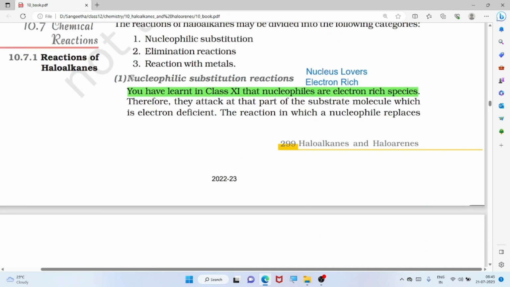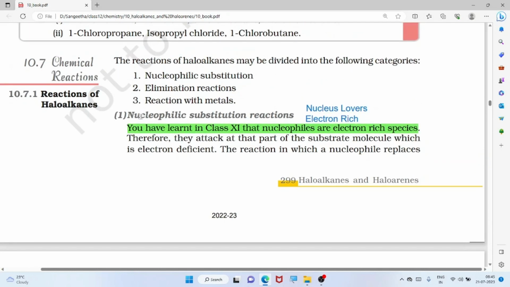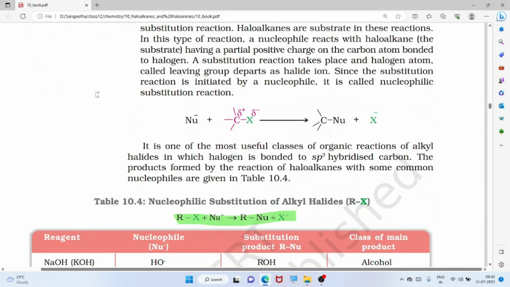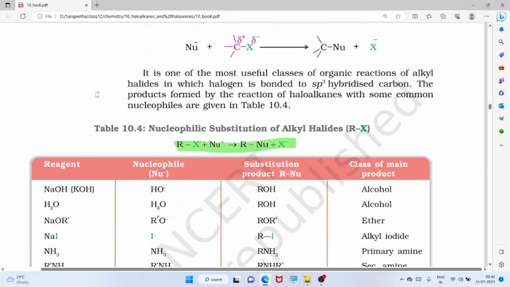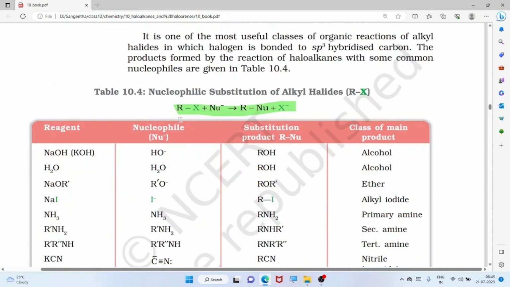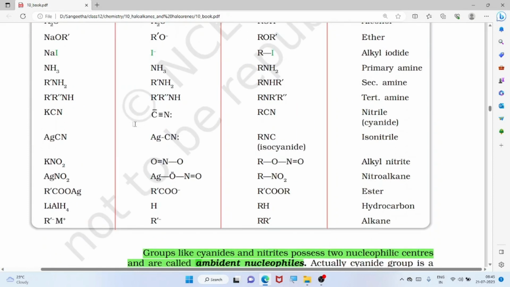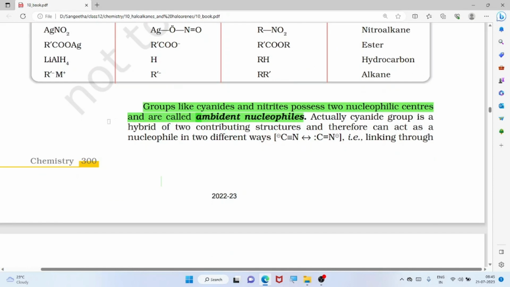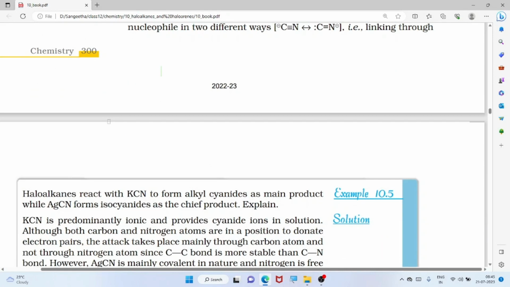See, nucleophile means nucleus lover. That means a nucleophile is negatively charged. They love the nucleus. The nucleus is positively charged, so a nucleophile should be negatively charged. It is electron rich. Nucleophilic substitution reaction: this is the general R-X with Na minus this. Groups like cyanides and nitrites possess 2 nucleophilic centers. They are called ambident nucleophiles.